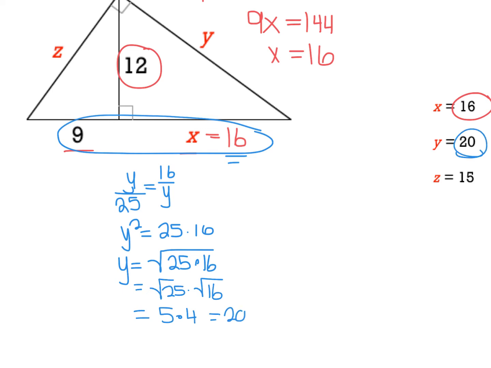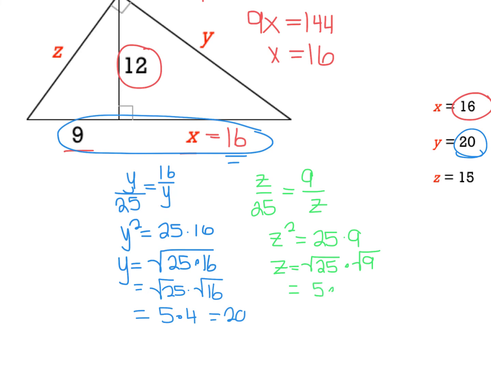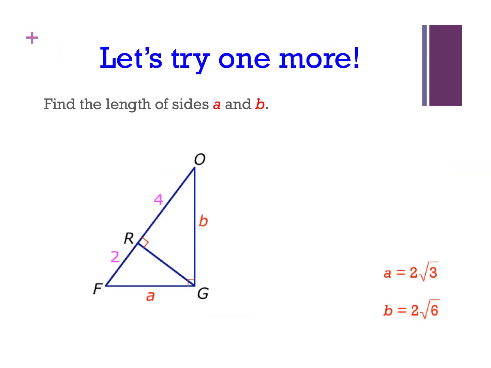Boom. Last one, z. z is a leg, so it's going to be the geometric mean, meaning it appears twice across from each other, of the entire hypotenuse. It's still 25, and the piece right next to it, 9. So I'm going to get z squared equals, and again, in my mind, I'm like, perfect squares. I'm not going to multiply these 2 together because I'm going to have to just simplify them in a second. So z is going to equal the square root of 25 times the square root of 9, because I could separate multiplication this way. This is going to equal 5 times 3, aka 15. Boom.